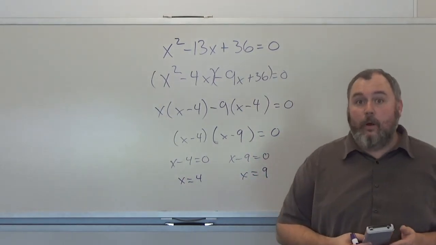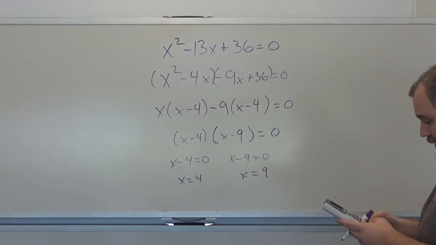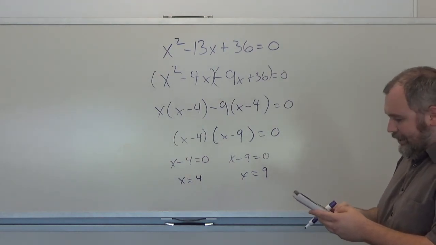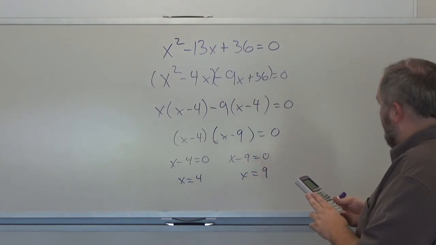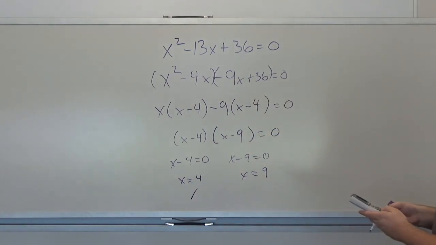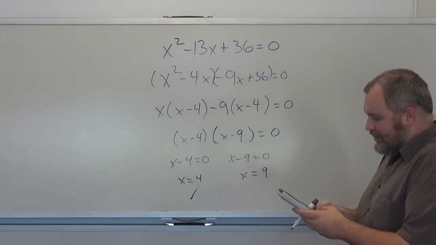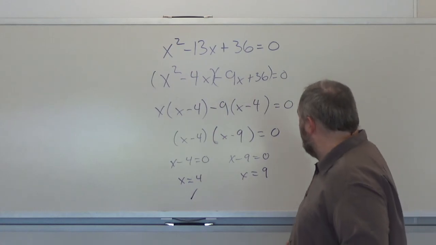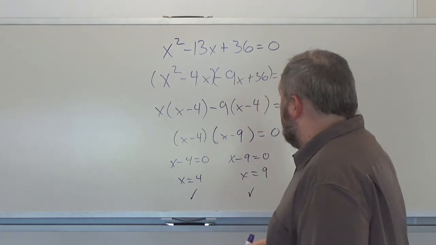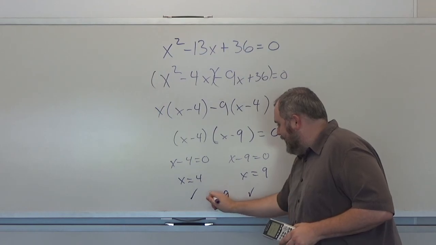So how do we prove it? Well, we plug it back into our calculator. We have 4 squared minus 13 times 4 plus 36. That gives me my 0. Cool, so we know that this one works. Now we're going to do 9 squared minus 13 times 9 plus 36, and that gives us our 0. So we know that this works. So we've double checked it with our calculator. So we know that the answer to this particular problem is 4 and 9.